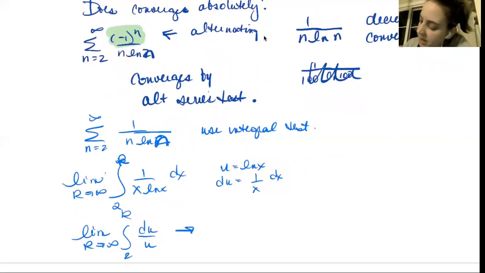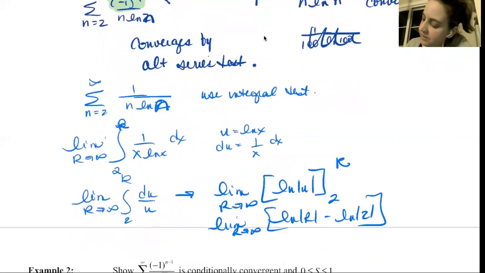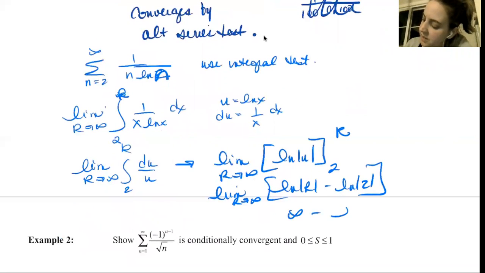So this would become the limit as r approaches infinity of the natural log of u between 2 and r, natural log of r minus the natural log of 2. If I put the limit as r approaches, nope, r approaches infinity, so this is infinity minus natural log of 2. This is infinity. This diverges.